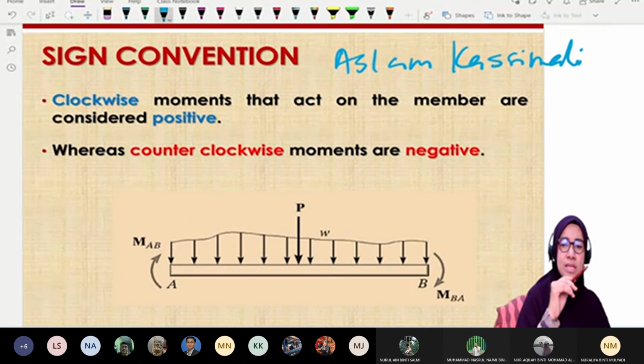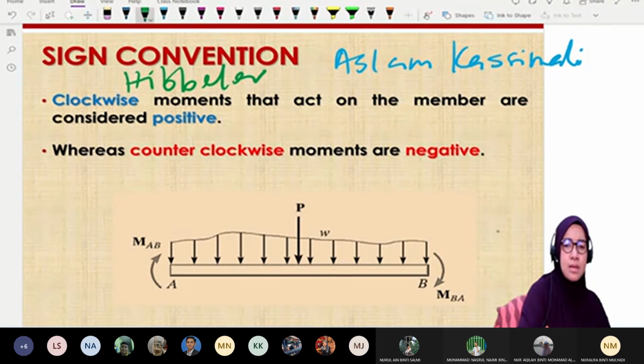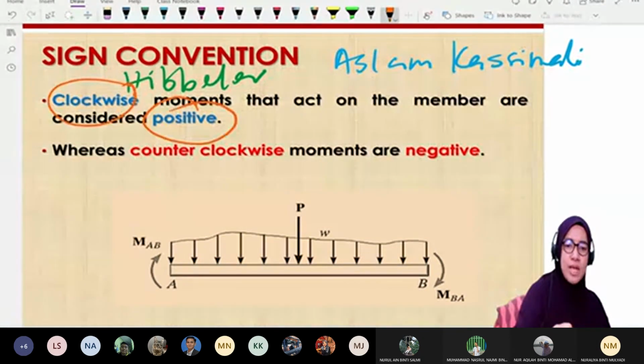So what we follow is Hibbeler. We follow Hibbeler. Hibbeler says to use clockwise positive. So we use clockwise positive. Clockwise positive, what does it mean?